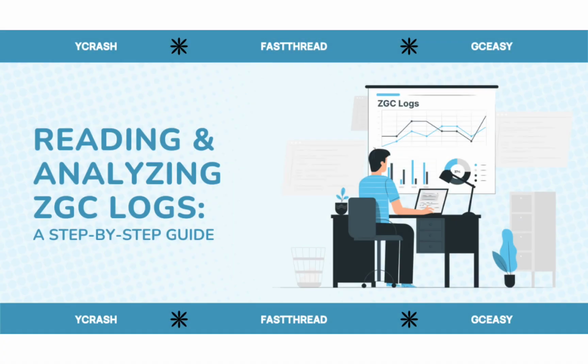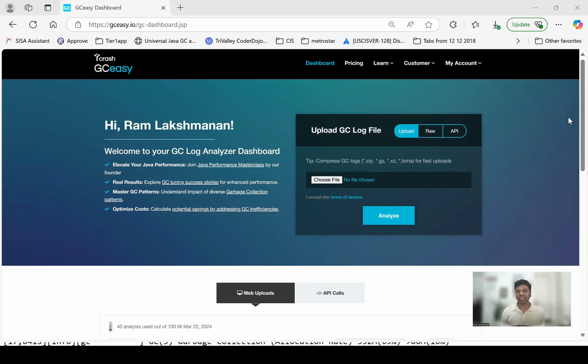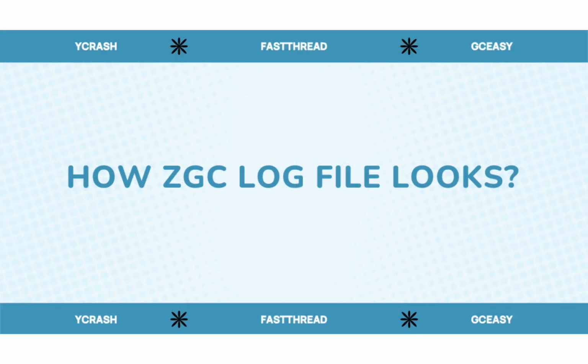Hello friends, in this video, let's discuss how to read and analyze the ZGC garbage collection log file. Friends, the ZGC algorithm is used whenever your heap size is very large. And friends, the garbage collection log file contains a wealth of information. It's often used to optimize your garbage collection performance, and it's also used to troubleshoot out of memory errors and memory problems.